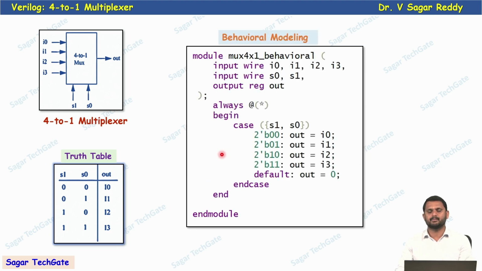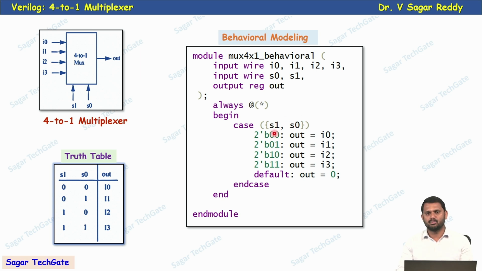Simply, I'll use a case statement to describe this 4:1 multiplexer. Module name, inputs I0, I1, I2, I3, and S0, S1 also inputs, both declared as input and wire. Then the output is reg type, out. Always @ star, it will take the whole sensitivity list automatically. So begin and end. Then case, S1 comma S0. This is a concatenation. S1 and S0 are each 1 bit, and when I concatenate these two, it makes a 2-bit value.